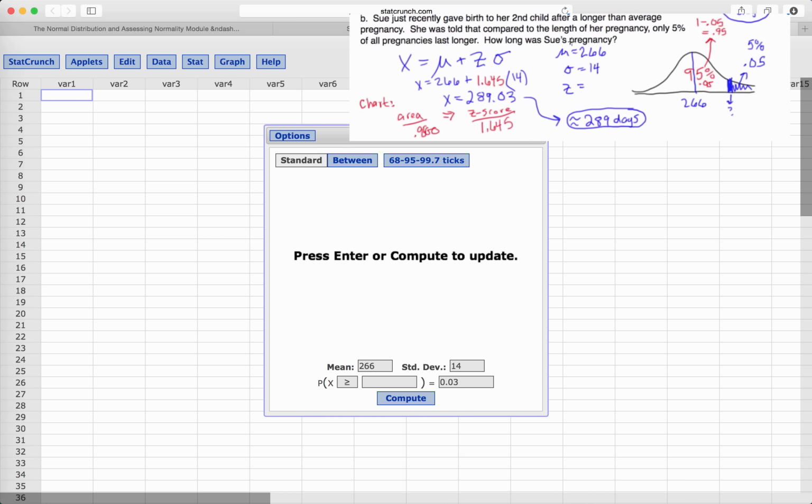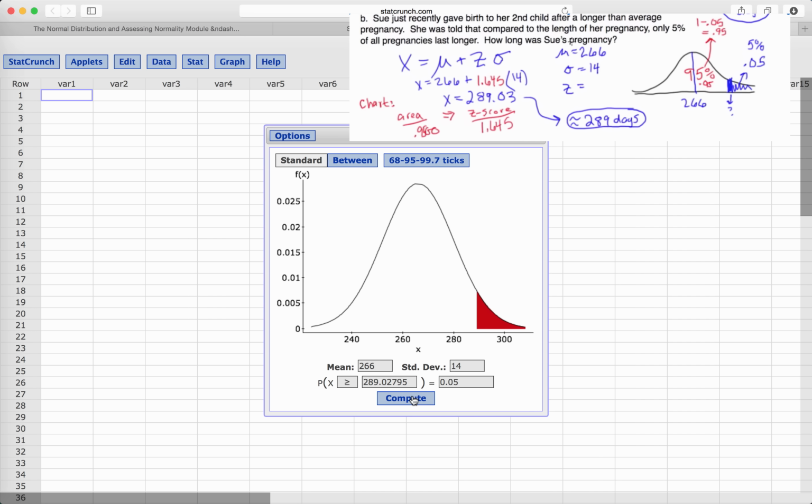So this is going to be to the right, the upper amount. And we're looking for the upper 5%. So we want to know what is the observation so that the area above that observation is equal to 0.05, associated with 5%. We hit compute. We get 289.02795, which if you were to round that to the nearest day, we get about 289 days. Therefore, we would say 5% of all pregnancies last longer than 289 days.